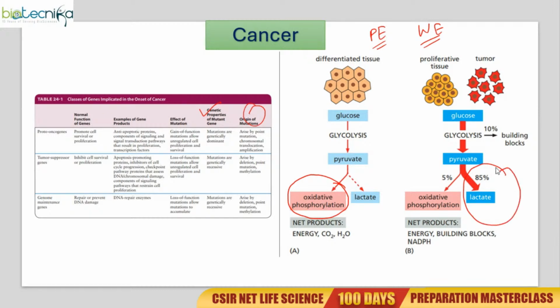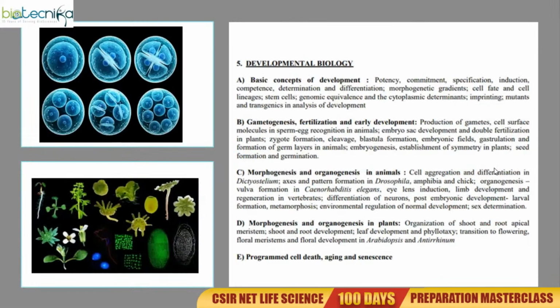Right. So just by looking into the image, just by understanding this, you'll be able to get 4 marks easily, because even though they are asked for 4 marks, those questions are direct questions. You can easily fetch those marks from here. Next is the fifth unit, that is your developmental biology part.